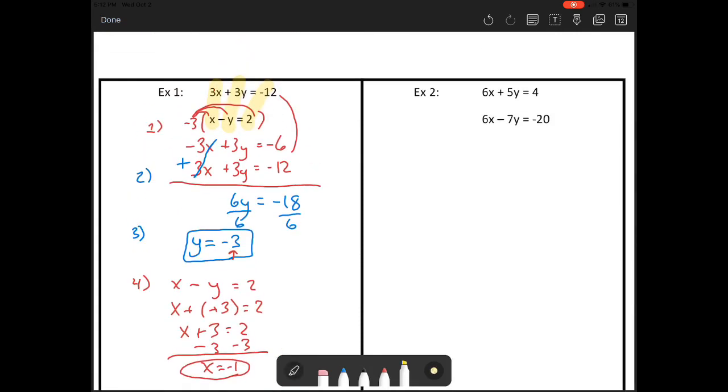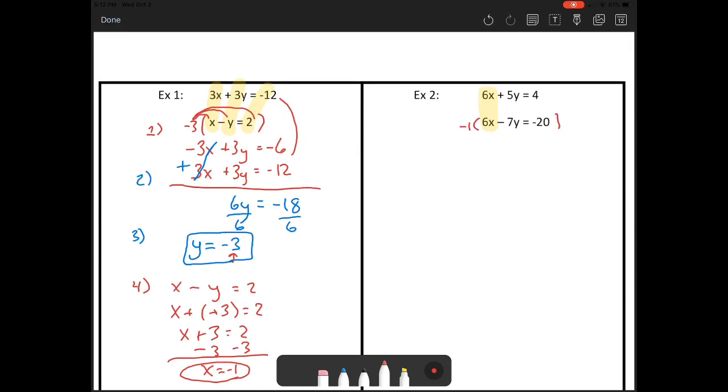Okay, so now we move on to number 2. If you'll notice already on this one, I already have it as 6x and 6x. The only thing it has to be now is opposite. So in this bottom equation, I'm just going to multiply this entire thing by negative 1. So I'm going to distribute that in all the way across, and I get negative 6x plus 7y, because negative is negative, equals 20. And then I'm going to bring down my first equation. So it's 6x plus 5y equals 20.